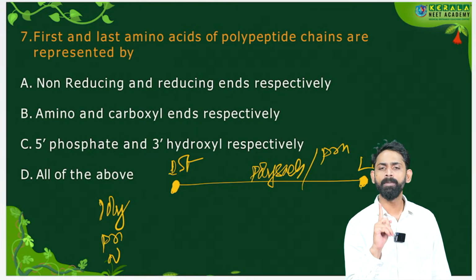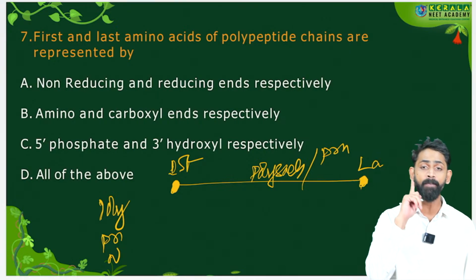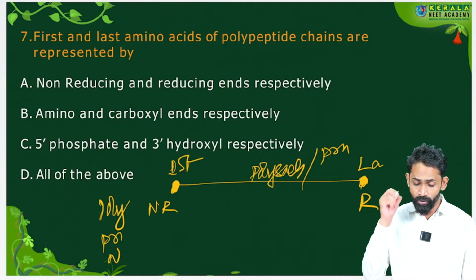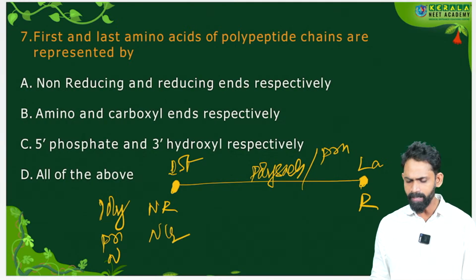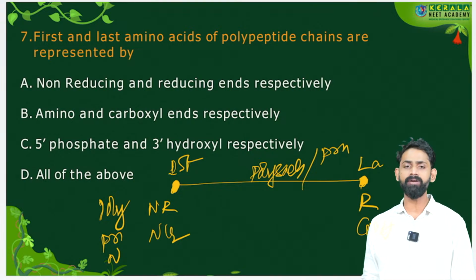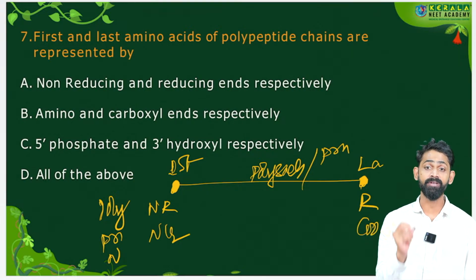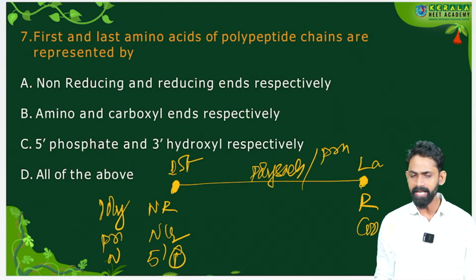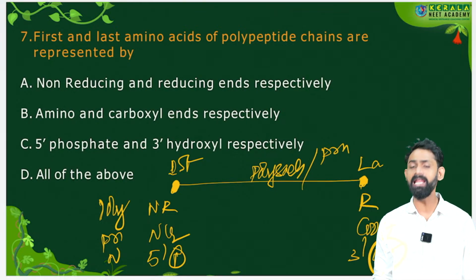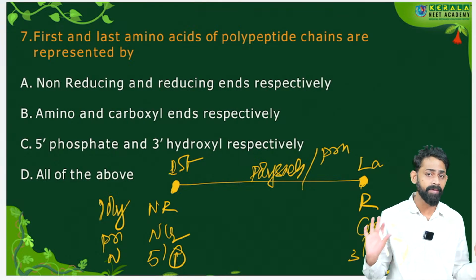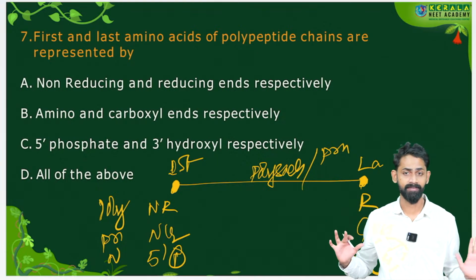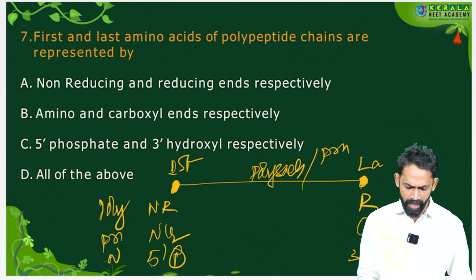So whether you are speaking about the polysaccharide, the polypeptide, or the nucleic acid: if you take polysaccharide, the left end is non-reducing, the right end is reducing. If you take the protein polymer, the left end is the amino terminal or N terminal, the right end is the carboxy terminal. If you take the nucleic acid, the polynucleotide chain, the left end is the 5' phosphate end, the right end is a 3' hydroxyl end. So I am giving the clarity. Such options will come in the statement-wise questions. That is why I am going for option B.